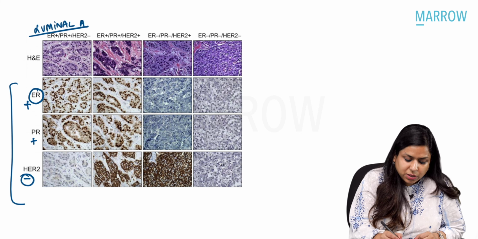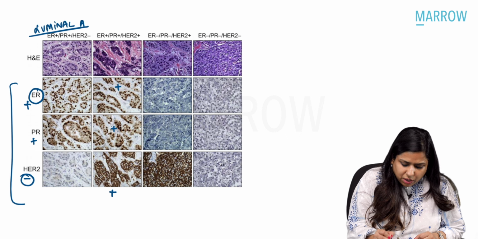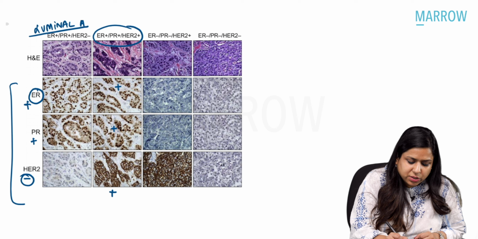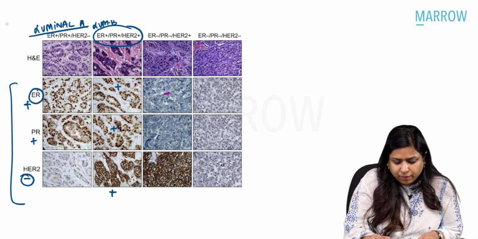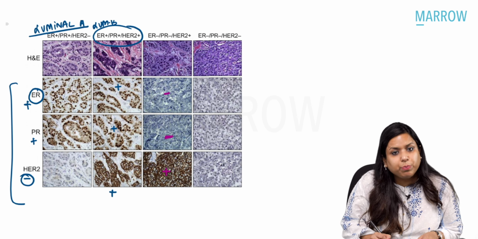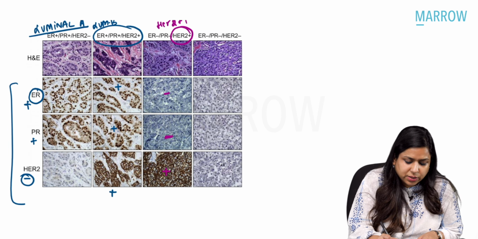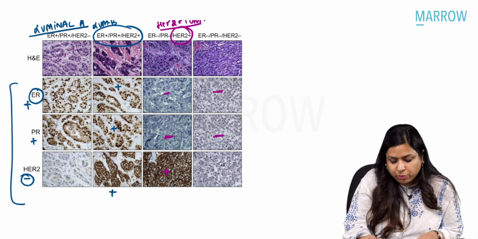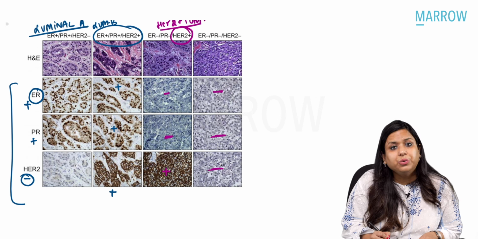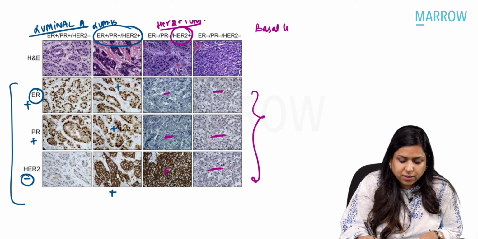Understood? Then students, second image I can see ER is positive, PR is positive, HER2/neu is positive. It is a triple positive tumor. It is called luminal B, right? Third image, you can see ER negative, PR negative, HER2/neu positive, right? It is called as a HER2/neu positive tumor. And in the last image, I can see ER negative, no brown color, PR negative, no brown color, HER2/neu negative, no brown color. This is a triple negative tumor and this is called as basal-like.